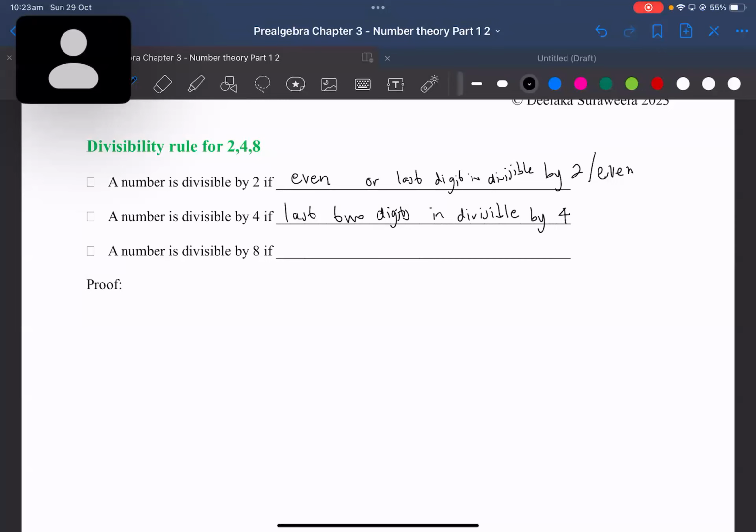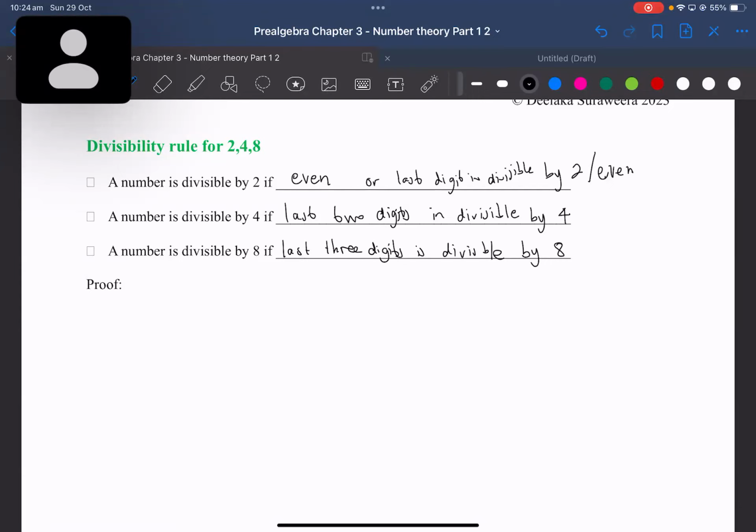Good. And then what's 8? 2 and 4 combined? You can't combine them when they have common factors. It's divisible by 8 if the last 3 digits are divisible by 8. Let's say 6, 2, 5, 2. So it's the last 1 digit for 2, 2 digits for 4, 3 digits for 8.